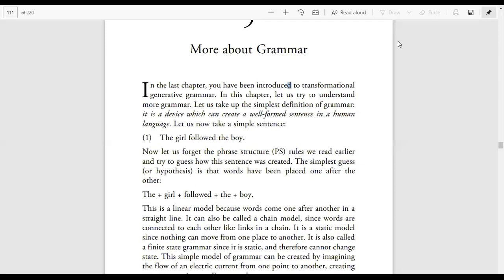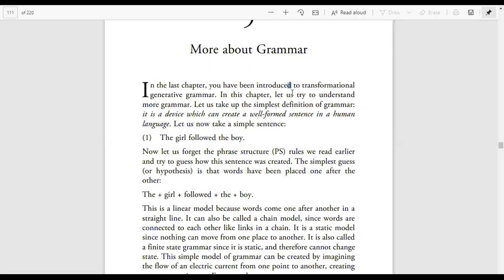Today, the subject of my lecture is more about grammar. In the previous lectures, we have already discussed transformational generative grammar and the transformation rules, and we also discussed this topic when we were taking classes on the campus, right? So I'm just touching this topic further, for the sake of better and simpler understanding. In the last chapter, you were introduced to transformational generative grammar.